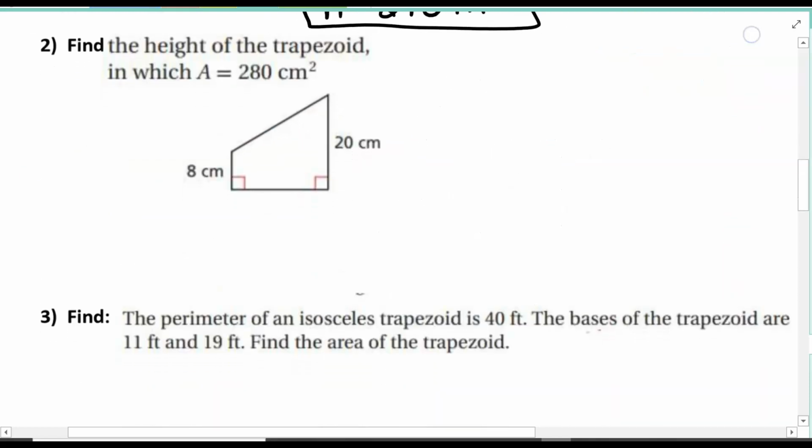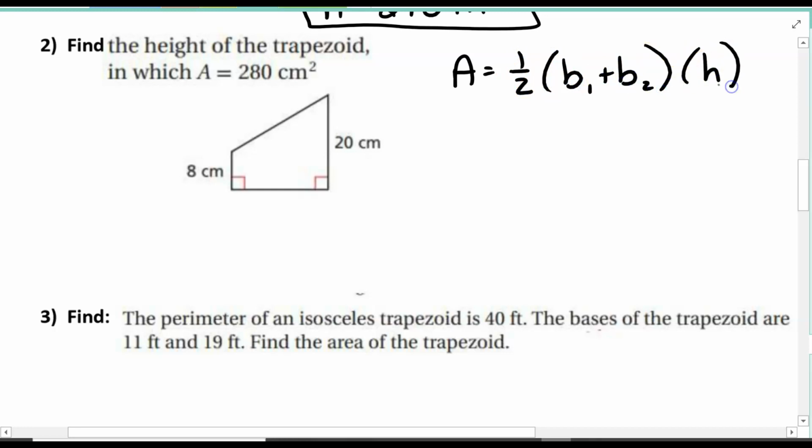Number 2, start off with the same formula. 1/2 times the sum of the bases times the height. Remember that your bases are always going to be the ones that are parallel. So that's going to be the 8 and the 20 in this case. They want me to find the height, and this time they're giving me the area, which is 280.